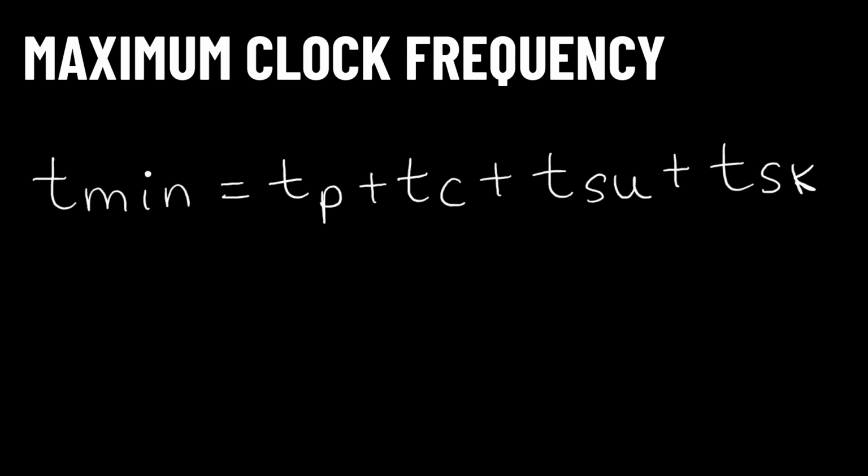Because clock skew now contributes to the overall amount of time it takes both flip-flop inputs to update, it must be included as a limiting contribution to the minimum clock period that can be used in a circuit. Overall, the minimum clock period is now equal to the propagation delay plus the combinational delay plus the setup time plus clock skew. The reciprocal of this value represents the theoretical fastest frequency at which a sequential circuit can be clocked.